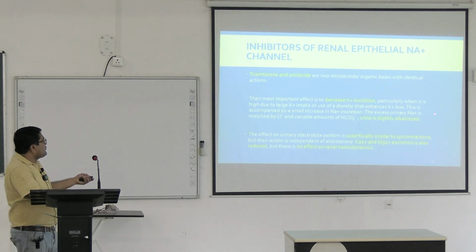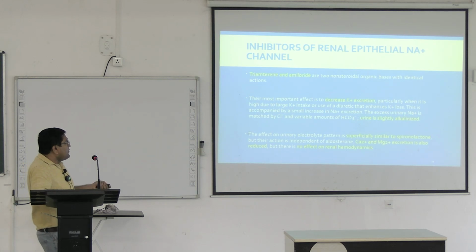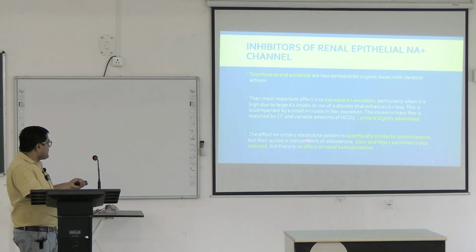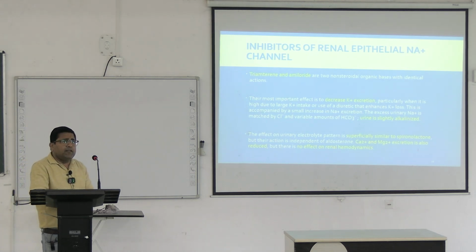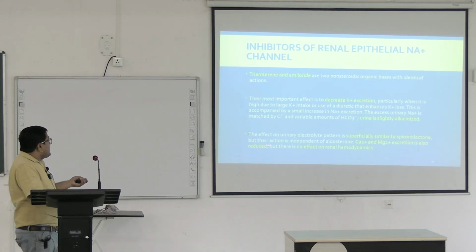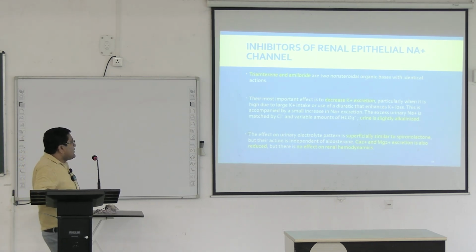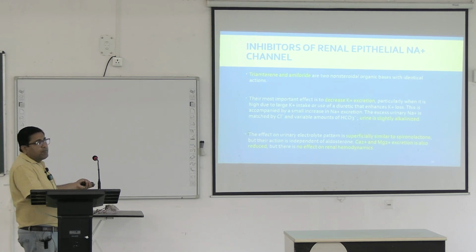The excess urinary sodium is matched by chloride and variable amount of bicarbonate. Urine is slightly alkalinized. The urinary electrolyte pattern is superficially similar to that of spironolactone. So, increased sodium excretion, decreased potassium excretion, but their action is independent of aldosterone. Calcium and magnesium excretion is also reduced, but there is no effect on renal hemodynamics.